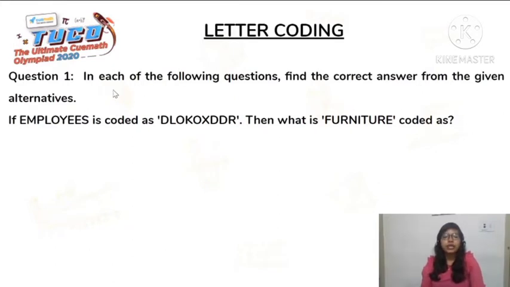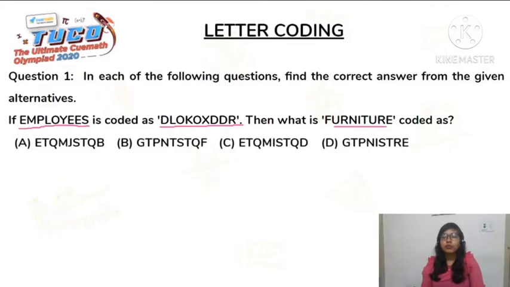It says that in each of the following questions, find the correct answer from the given alternatives. If employees can be coded as this, then what is furniture coded as? All right. So with respect to this, let me quickly put down the options and we would be working on it. Let's see what is employees. So let me write it down in this way. EMPLOYEES. This is employees and we are going to look into the coded version of this.